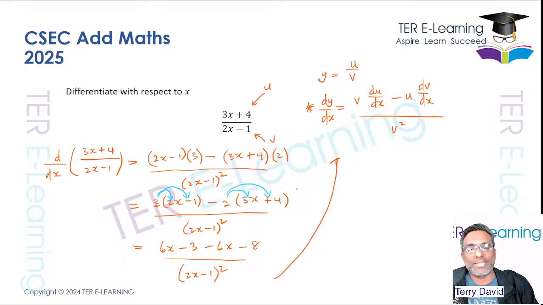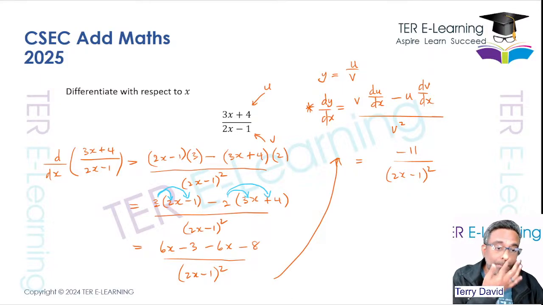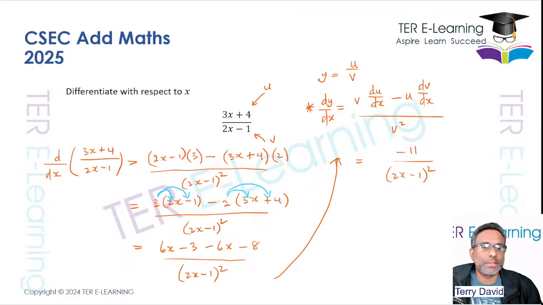So the 6x and the 6x will cancel. So you'll end up with minus 3 minus 8. So this is going to work out to minus 11 all over 2x minus 1 squared. So that's how we use our quotient rule. So these are some basic questions, product rule, quotient rule.